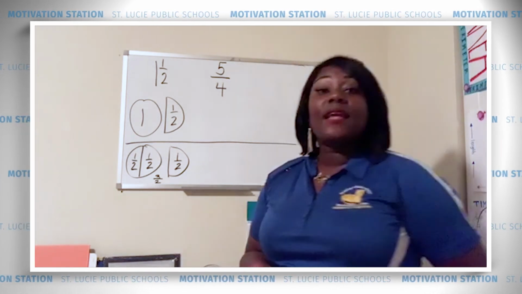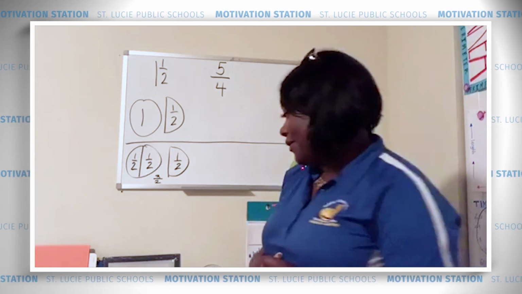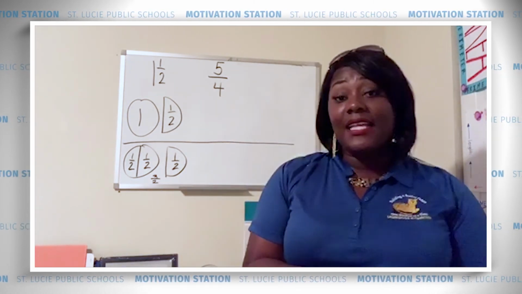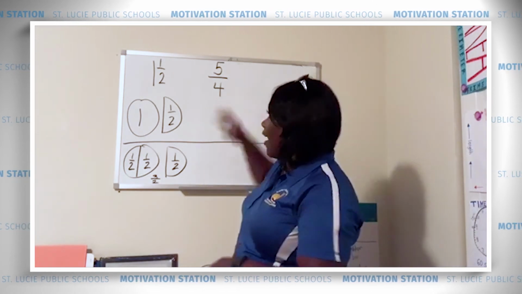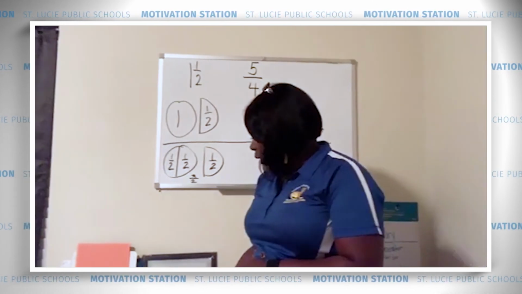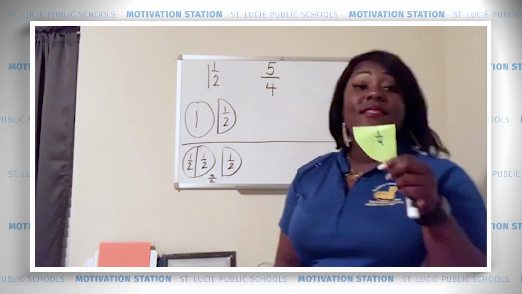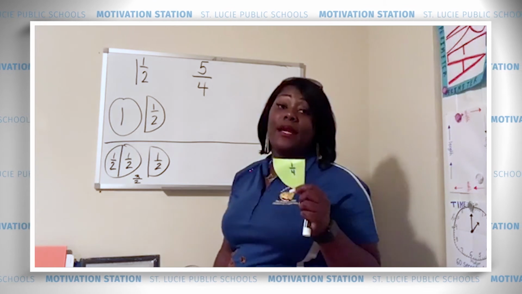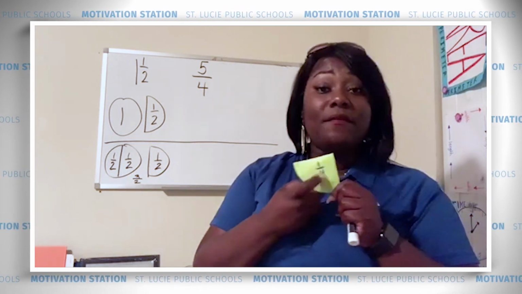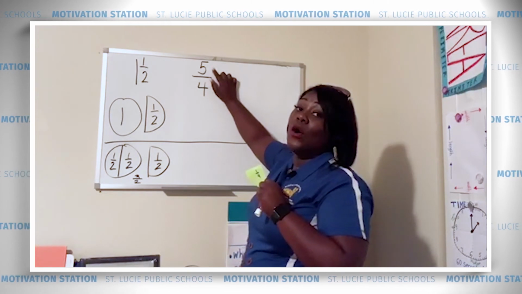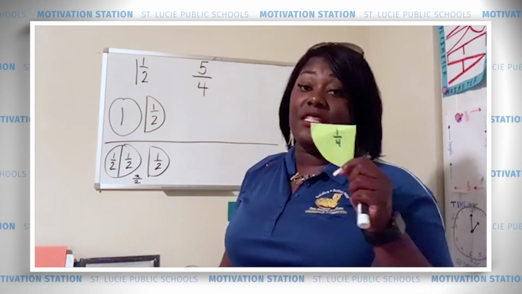Now let's take a look at 5/4. Again, in looking at the denominator, I know that the size of these fractional parts are fourths. And as I cut out, this is the size of 1/4. And looking at my numerator, I don't just have one of these. I have 5. I have 5 of these pieces.